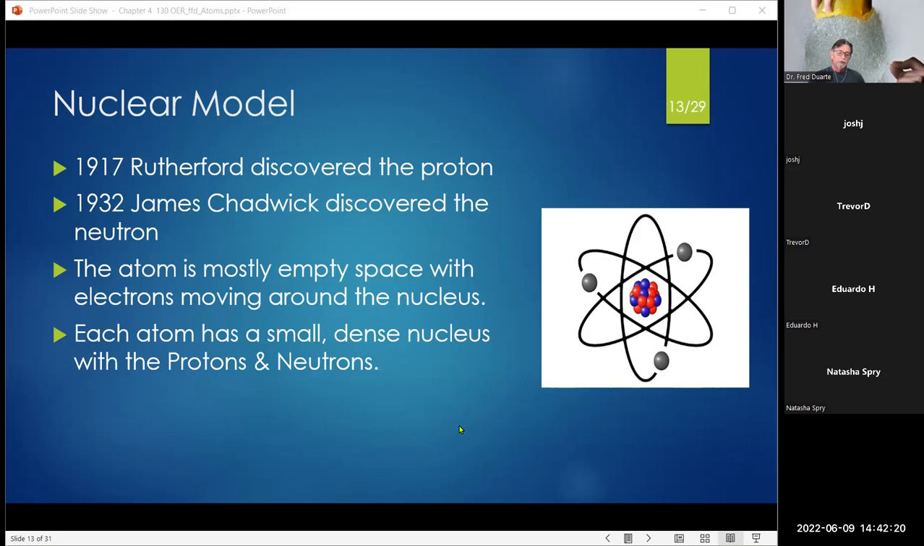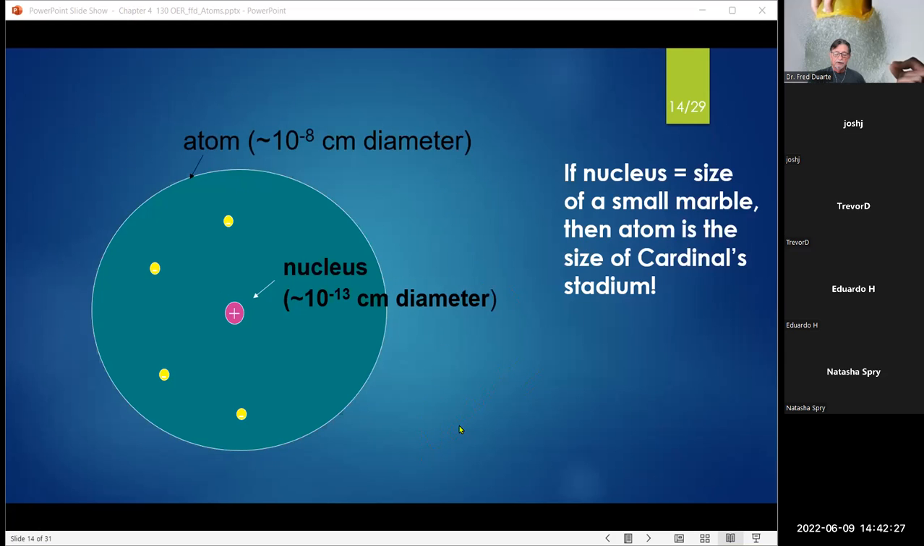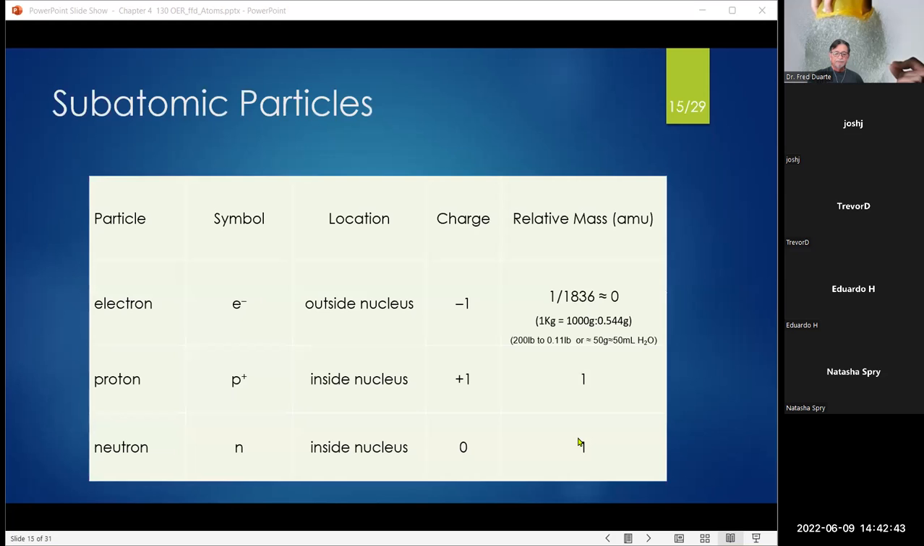Okay. So each atom has a small dense nucleus with the protons and the neutrons. Another example: if the nucleus was the size of, let's say, a small marble, then the atom's radius, okay, diameter, would be the size of Cardinal Stadium, okay? A lot of empty space.